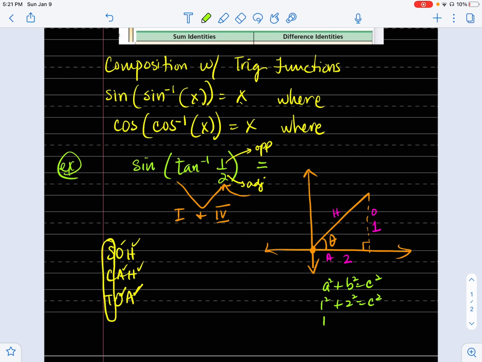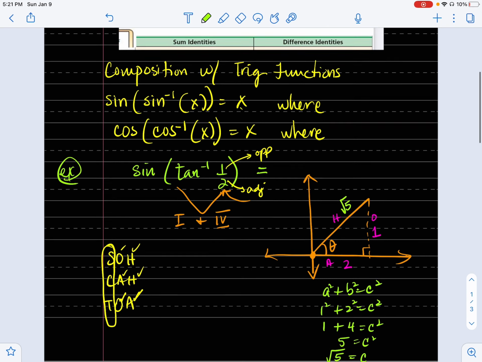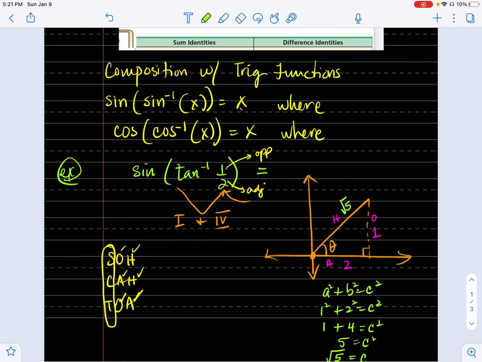1 squared plus 2 squared is 5, equals c squared. And what does c equal? Square root both sides, square root of 5. Am I going to pick up my calculator and find the decimal value of that? Nope. It's going to be an unending decimal, and that's not going to be an exact value. So I found it. The length of this hypotenuse is square root of 5.